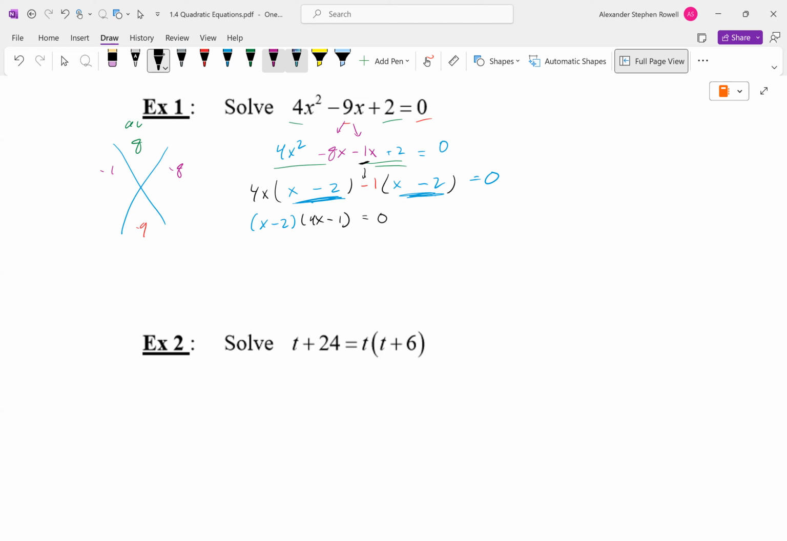Okay, so now what? I factored one side, said the other side equals 0. What do I do? The product of two things is equal to 0. If either one of them is 0, the whole thing's 0. So I say either x minus 2 is 0 or 4x minus 1 is 0. In either case, the equation will be true. So I add 2 to both sides. I get x equals 2 is my solution. Add 1 to both sides and say 4x is equal to 1, or divide by 4, x is equal to 1/4.